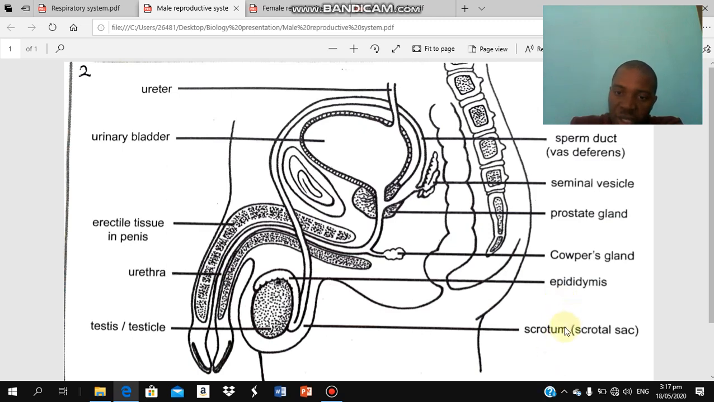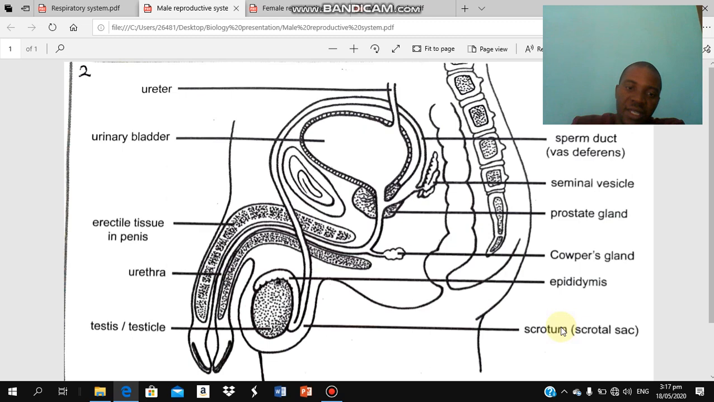We are going to start with the scrotum. The scrotum has two functions. First, it protects the testis. The second function is it regulates sperm production. If the temperature is very high, the scrotum will go down. If the temperature is very low, the scrotum will push the testicles towards the body.